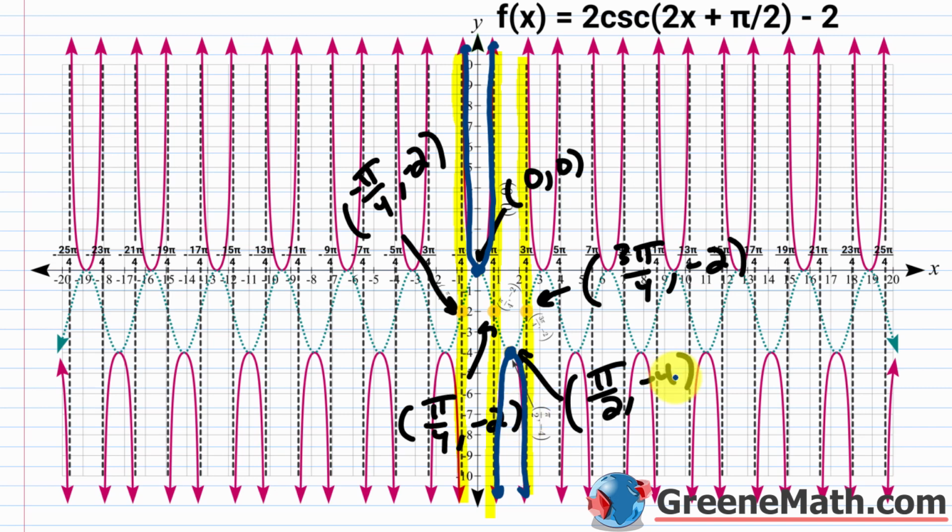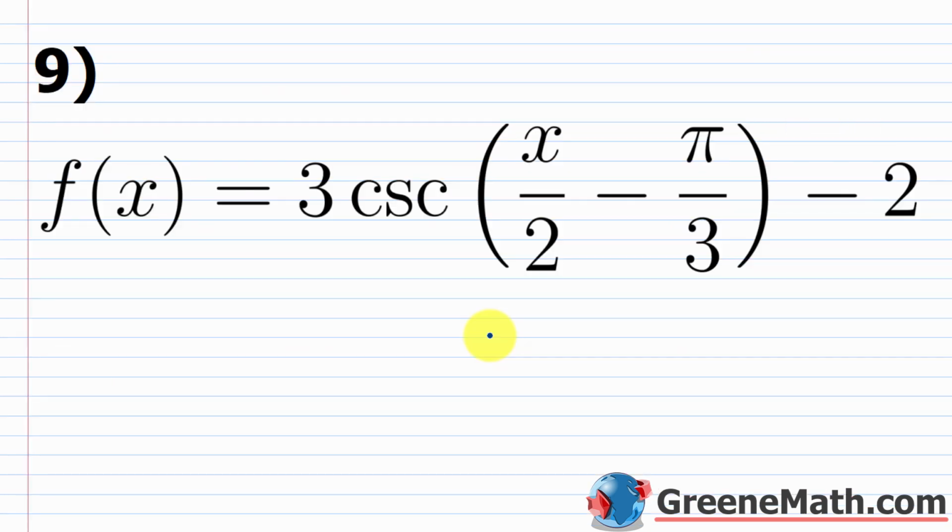If this is really hard for you to see, you could just click on that and go into more detail. All right, let's take a look at problem 9. So here we have f of x equals 3 cosecant of x over 2 minus pi over 3, minus 2.